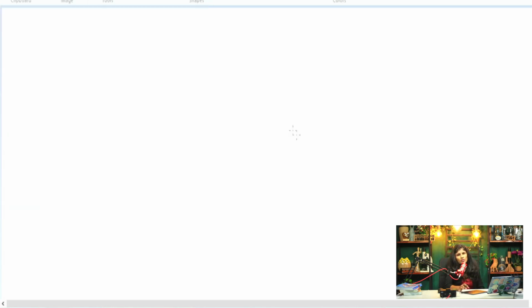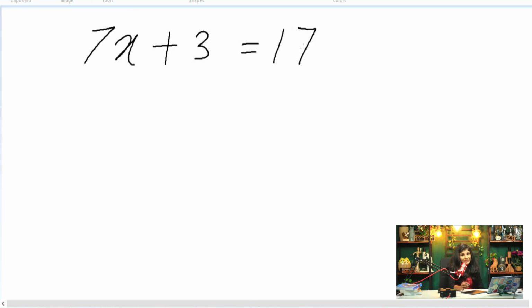So, we will move to a little bit different kind. It's like this. 7x plus 3 equals 17. This is little bit complex. 7x plus 3 equals 17 because we have a multiplication and addition both in the same question.